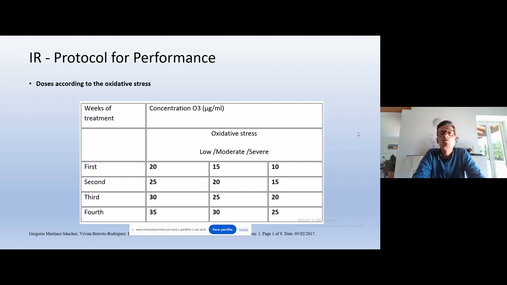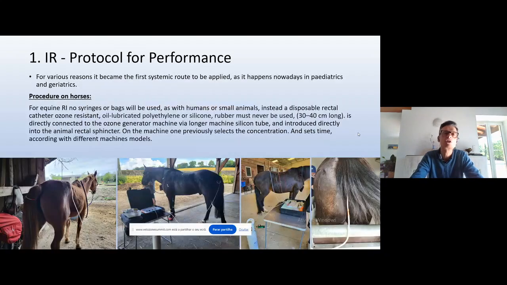This rule is applied to rectal insufflation as for all the others. That is, to a couple of minutes left, to see our doses according to the oxidative stress. Start always with low doses and then increment 5 micrograms each time. I love to do rectal insufflation.